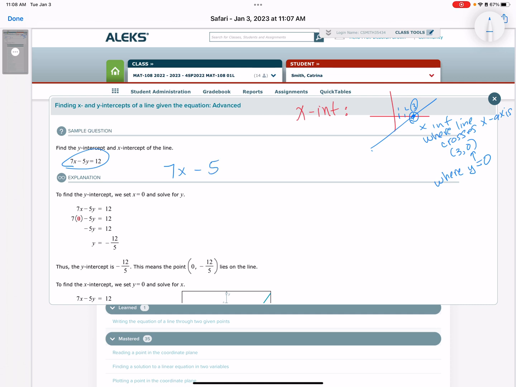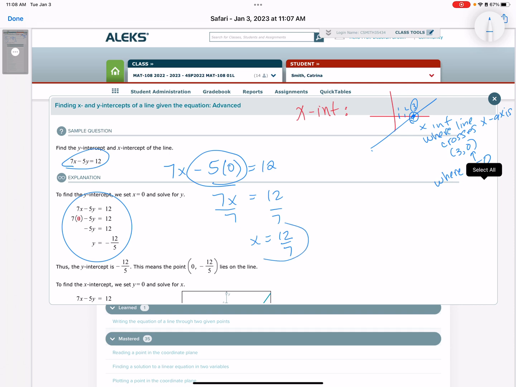What did I say y is? It's 0, equals 12. And you can see from this solution, actually, I apologize. They're finding the y-intercept. I'm finding the x-intercept here, which they do on the next part. But you're just going to go ahead and find 7x equals 12, because of course this is 0. Divided by 7, x is equal to 12 over 7. So your x-intercept is 12 over 7, comma 0.